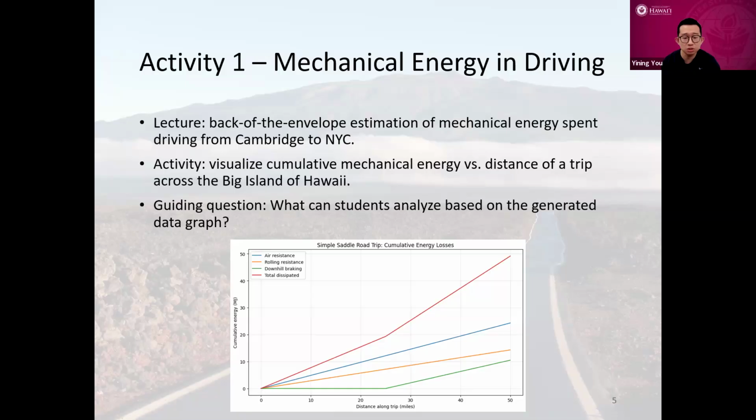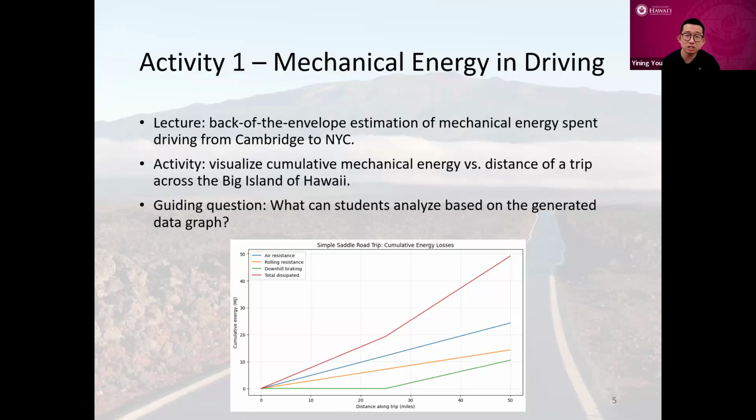Y-axis is energy in megajoules, x-axis is the distance along the trip, and plot the curves, especially the energy spent from air resistance, rolling resistance, and then downhill braking loss. These are the 3 major ones. There can be another one, kinetic energy from stopping and starting in front of stoplights, but we don't have it because it's not an interstate highway, it's just a county road, and there are no stop signs. And then you plot a curve.